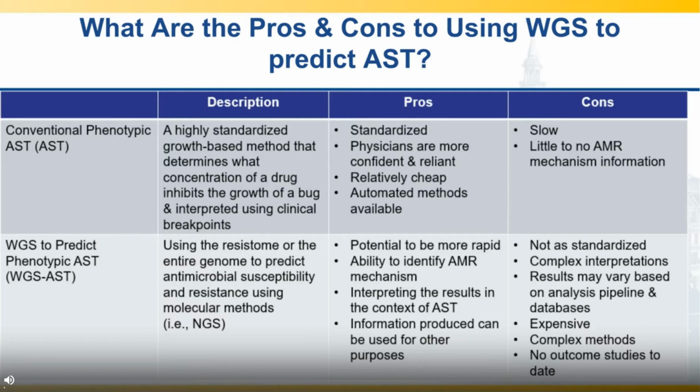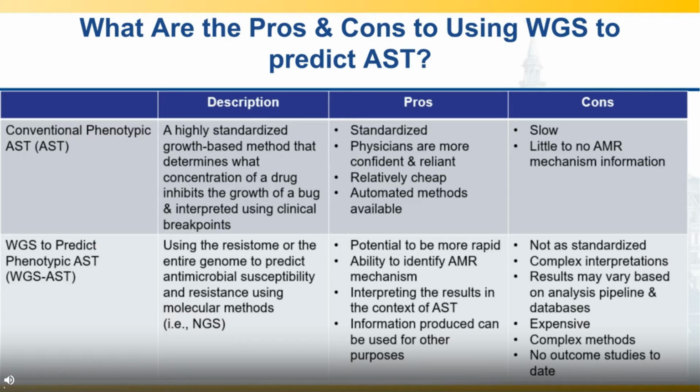And last and most important is that the information that we gain from whole genome sequencing not only can be used to predict phenotypic AST, but it can be used for many other purposes, like strain typing for outbreak investigations, looking at virulence factors for prediction of clinical associations, etc. So there are many different applications to the data being generated that we can use clinically the whole genome sequencing data for, not just for predicting phenotypic AST.